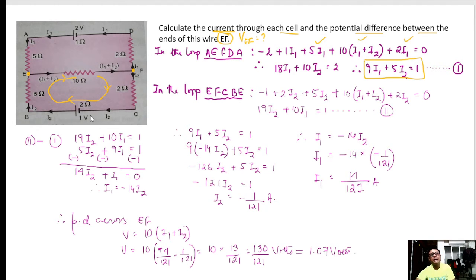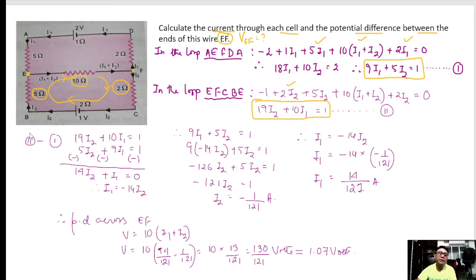So through the battery, it is negative to positive terminal. That is why -1. And inside the cell there is an internal resistance of 2 ohm. So current flowing is I2, so plus 2 I2. Through 5 ohm, we are moving in the direction of the current, so plus 5 I2. Through 10 ohms, we are moving in the direction of the current, so plus 10 I1 plus I2. Through 2 ohm, in the direction of the current, so plus 2 I2, which is 0. So this is our second equation.